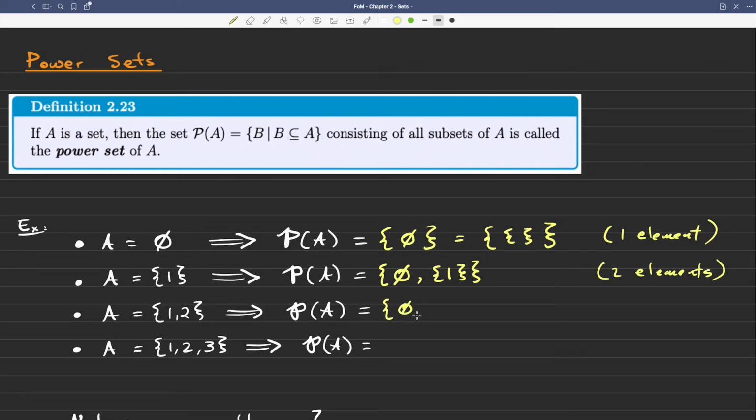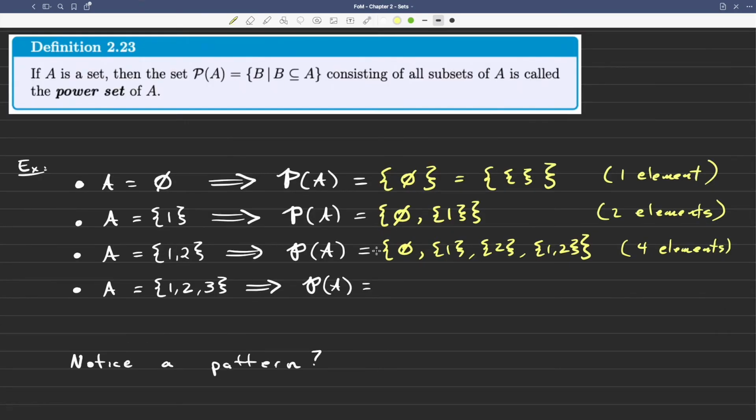We know the empty set is a subset. We can do each of those singletons, like the set containing just 1 and the set containing just 2. Those would be subsets of the set containing 1 and 2. But also we get the whole set itself as a subset. Every set is a subset of itself. So here we get 4 elements.